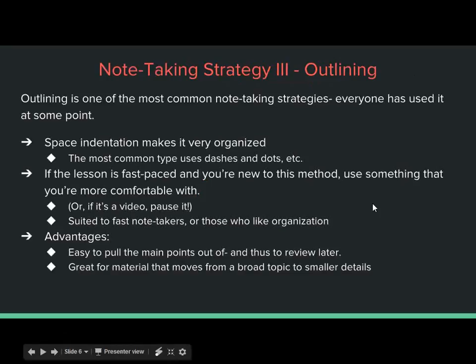Okay, and then another note-taking strategy that I often use is outlining. So outlining is one of the most common ones. It's kind of basic. It's kind of what we're taught to do in grade school or junior high when we're making outlines for essays. It uses Roman numerals or a bigger symbol for the first thing, and then space orientation moving downwards. So it makes it very organized and easy to look through.